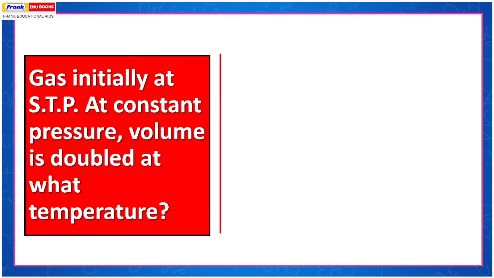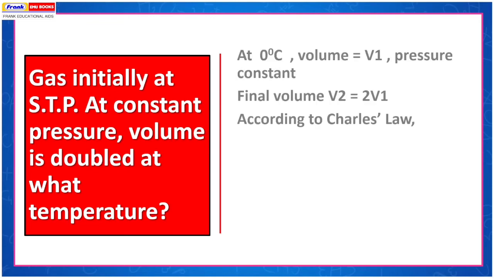Example 1. A gas is initially at STP. At constant pressure, the volume is doubled. At what temperature? At 0 degrees Celsius, let the volume be V1. The pressure is constant and the final volume is doubled, that is V2 equals 2V1.